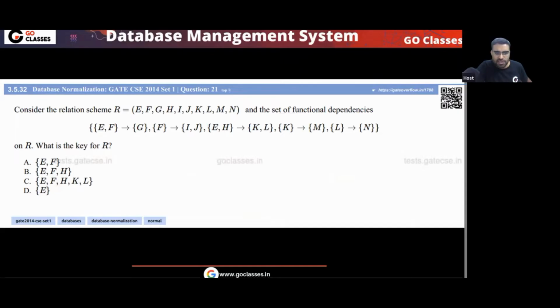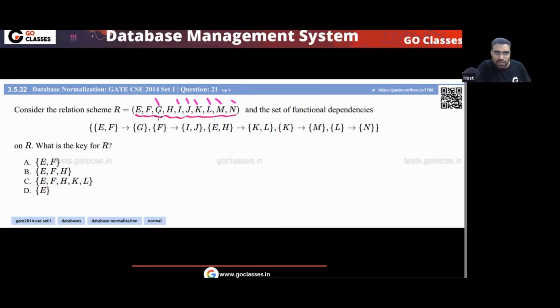So functional dependencies are given to you. Is there any attribute which does not appear on RHS? See, these attributes are given to you: EF, GH, I, J, K, L, MN. Now tell me, is there any attribute which does not appear on RHS? N appears on RHS. M appears on RHS. KL appear on RHS. IJ appear on RHS. G appears on RHS.